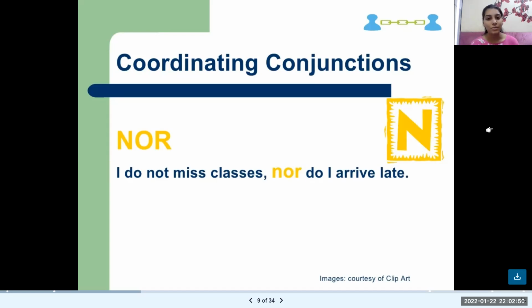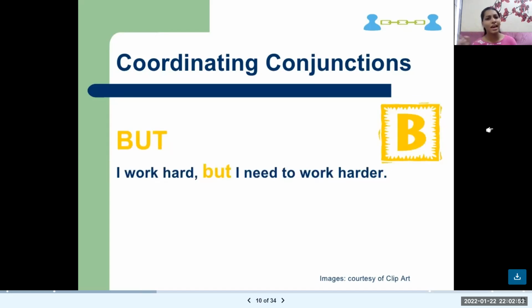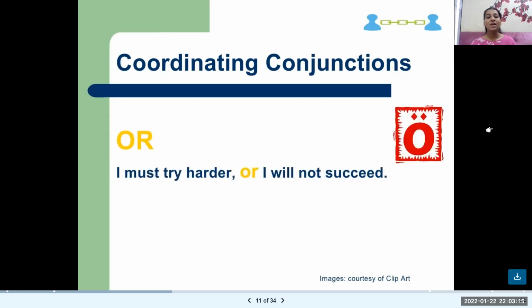Let us see our fourth word. FANBOYS. The word B stands for but. Now there's another sentence here for us to understand properly. I work hard, but I need to work harder. So the two sentences, I work hard and I need to work harder, are connected together with the word but, right? For FANBOYS, the word O stands for or. Now let us see again how it is used in a sentence in order to connect it. Okay, let us read it. I must try harder or I will not succeed.